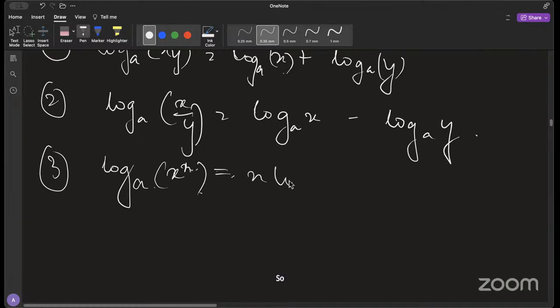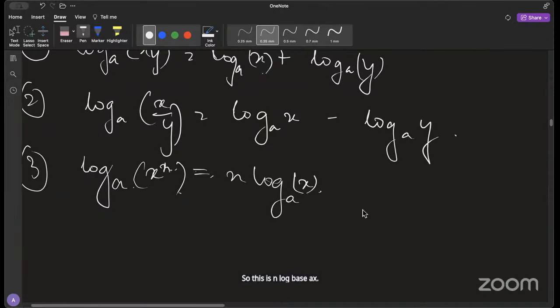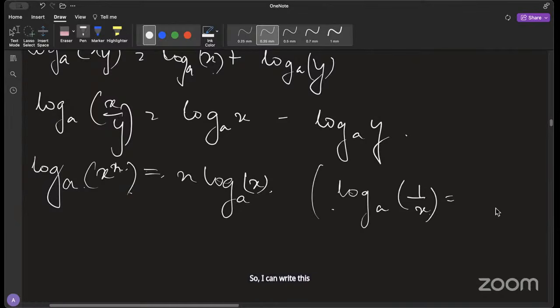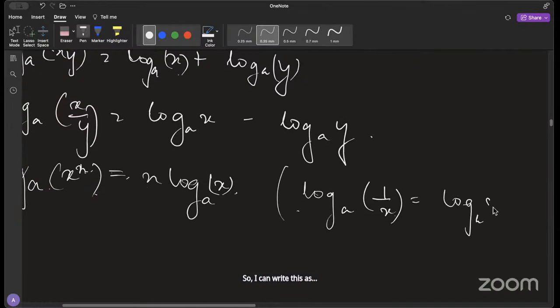So this is n log base a x. And a special case of this is log base a, and if you have 1 by x instead, I can write this as log base a of x to the power minus 1, and we know that the power comes out, so this will become log base a x with a negative sign here.